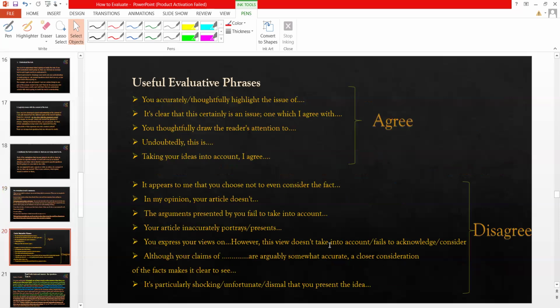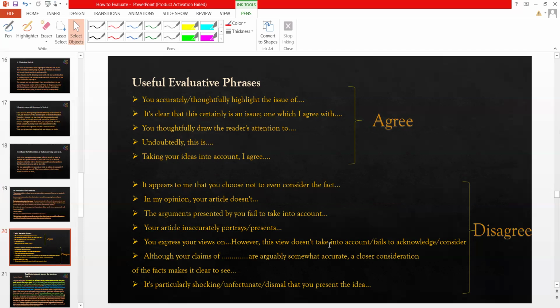Okay, now use evaluative phrases, useful evaluative phrases. These are a few phrases here which you can add. You can just take a screenshot if you want, which you can add while starting your evaluation. Okay, so you may agree or disagree. You can select any of the starting points here, whether you agree or disagree. In both the cases, you can select any of the points to start with.